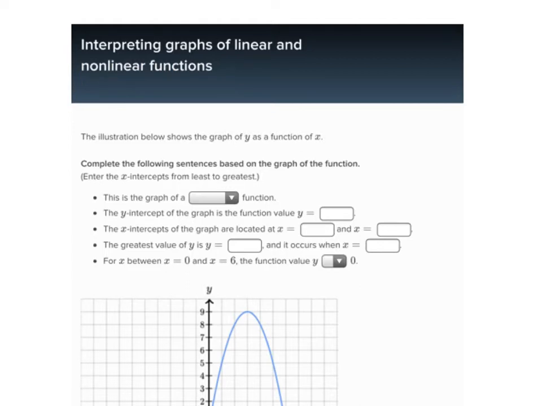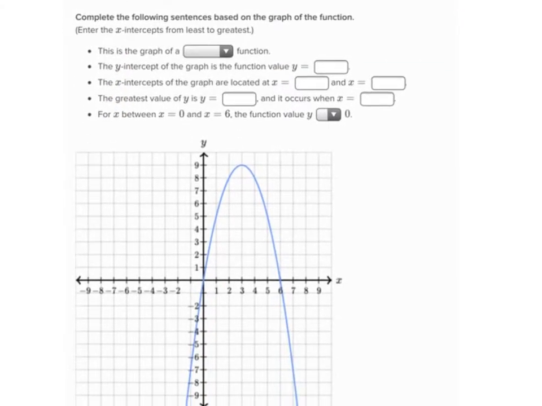So let's look at this problem. On this problem, it says the illustration below shows the graph of y as a function of x. Complete the following sentences based on the graph of the function. So they want me to use this graph down here to complete each of these 5 sentences right here. So let's move it up where we can see the graph.